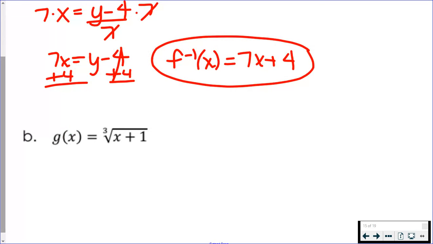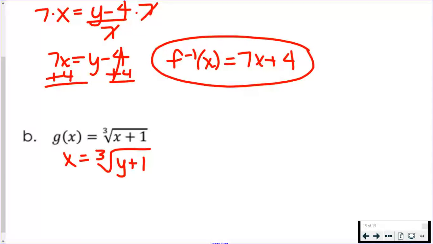Next, I'm going to find the inverse of g of x. This starts out the same way. I'm going to switch x and y. Now I need to get y by itself, but it's stuck inside of that cube root. You can't move the +1 yet because it is also stuck inside of the cube root.